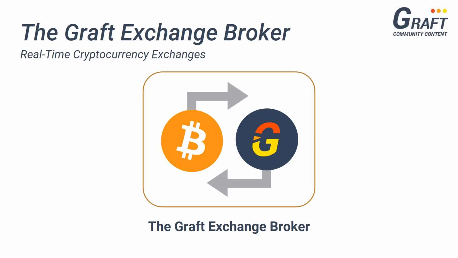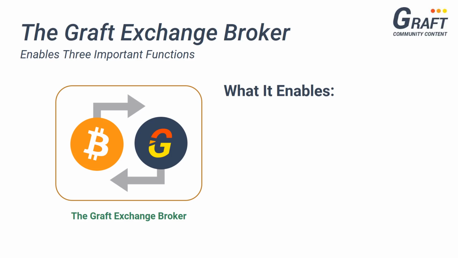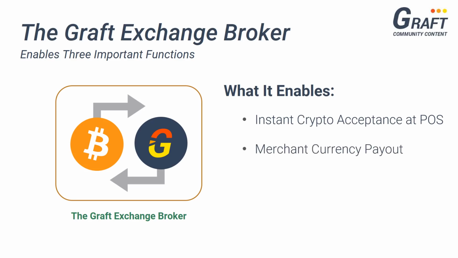Graft Exchange Brokers enable three very important functions within Graft's network. These are the instant acceptance of various cryptocurrencies by merchants at the point of sale, the ability for merchants to receive payout in whatever currency they prefer, either crypto or fiat, and the ability for anyone to exchange one particular cryptocurrency for another in real time.